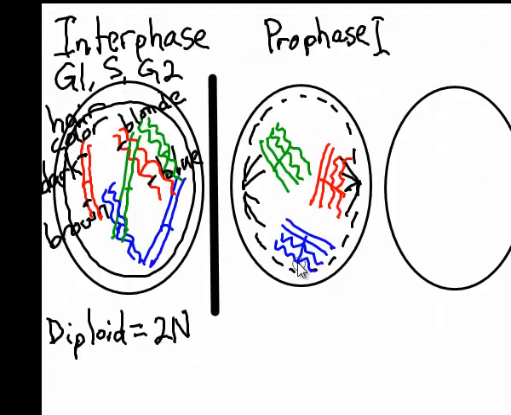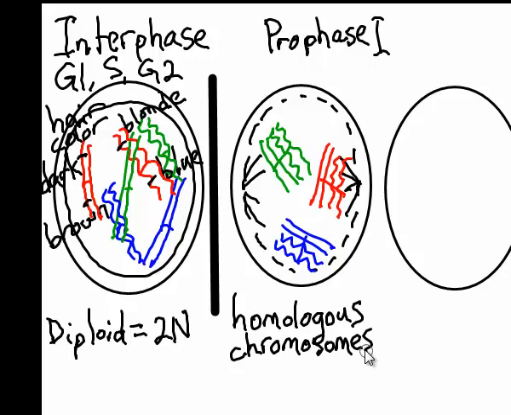Let me show one difference between Prophase One of meiosis and Prophase of mitosis. If you look at this cell in Prophase One of meiosis, the big difference is that the similar chromosomes have paired up together. Similar chromosomes that have the same genes in the same locations are called homologous chromosomes. And these homologous chromosomes pair up during Prophase One.